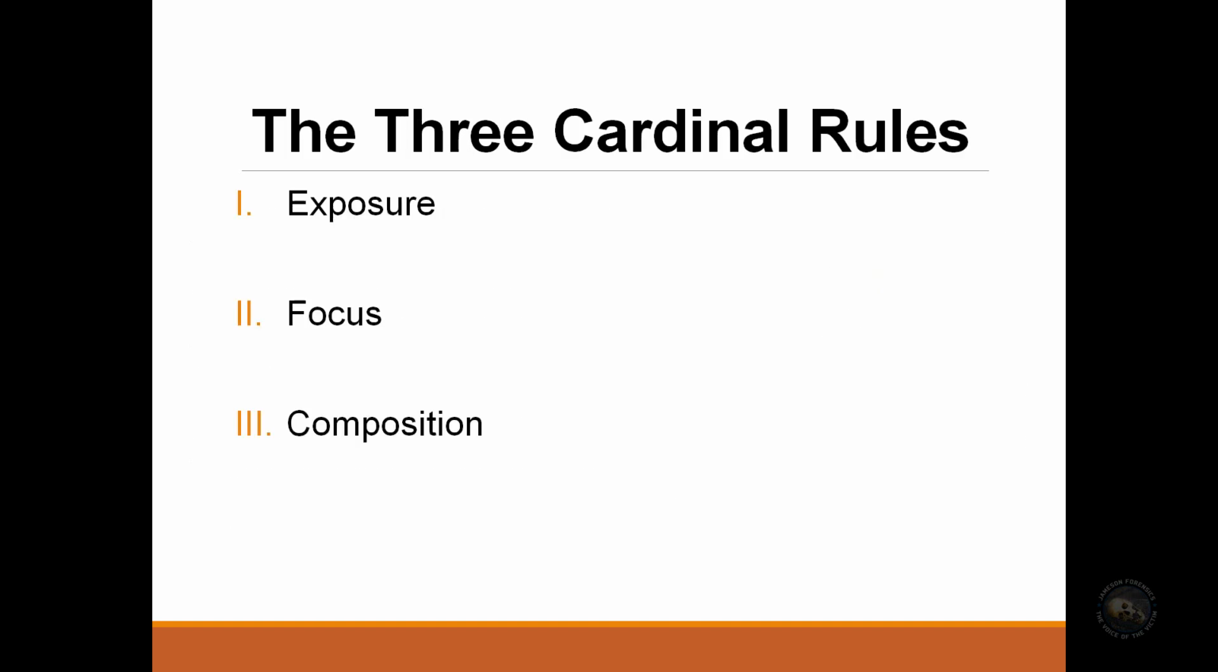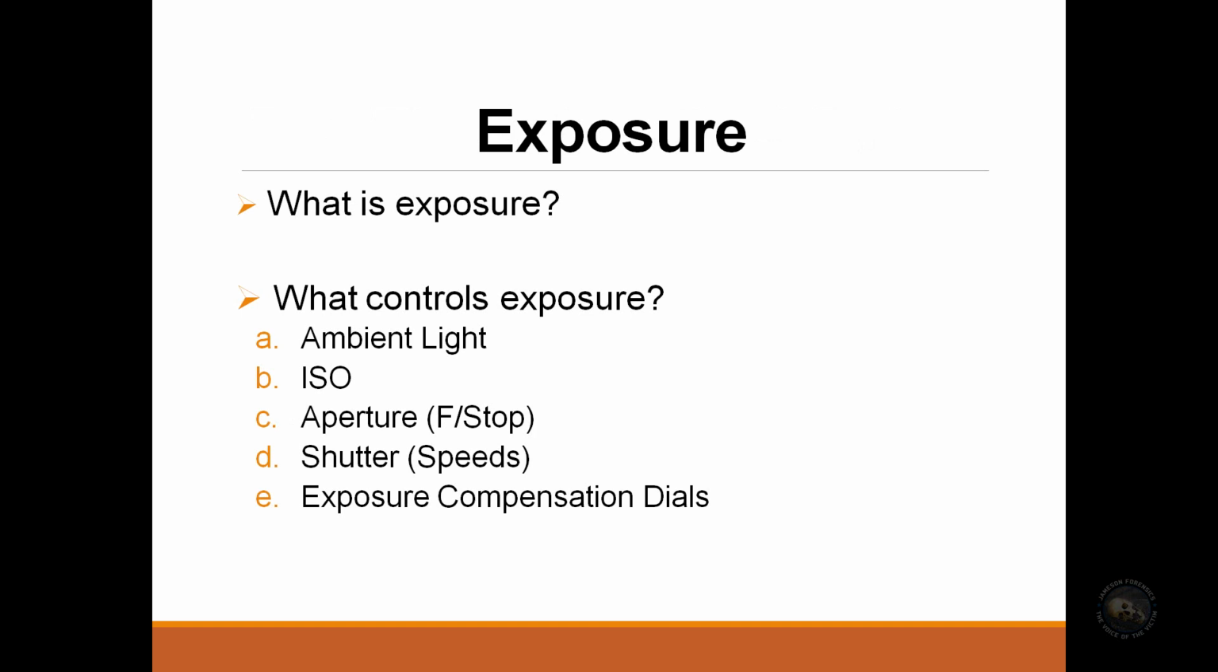Now, there are 3 cardinal rules to forensic photography. That is exposure, focus, and composition. Exposure. What is exposure? Exposure is the amount of light used to capture the photograph. So what controls exposure? As you can see here: ambient light, the ISO, aperture, which is the f-stop, shutter speed, and exposure compensation dials.